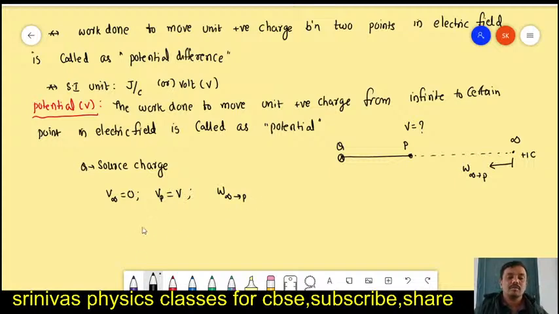The potential difference formula we know previously is VB minus VA. Potential difference formula: VB minus VA is equal to the work done to move from A to B divided by Q naught. Here Q naught is the test charge. For example, you are moving the Q naught charge. Q naught is the test charge here.